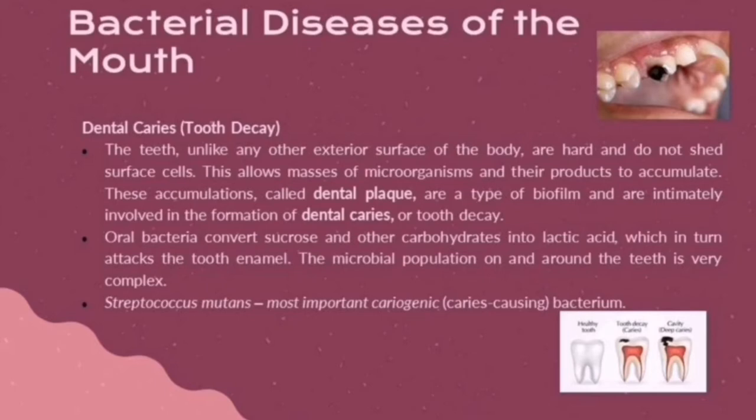The microbial population on and around the teeth is very complex. Probably the most important cariogenic, that is, caries-causing, bacterium is Streptococcus mutans, a gram-positive coccus that has important virulence characteristics.